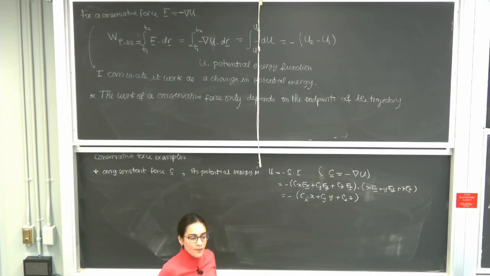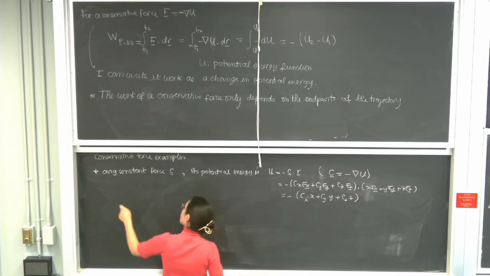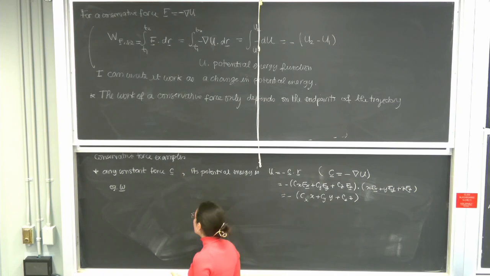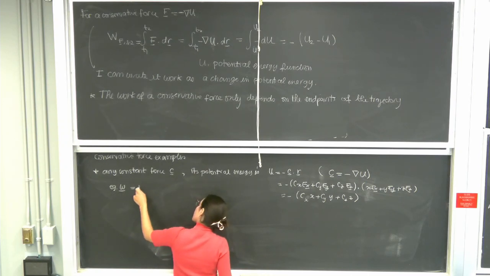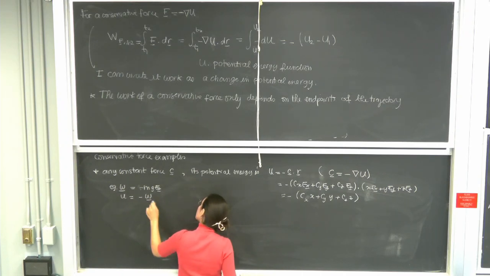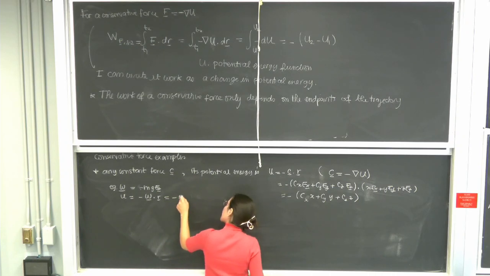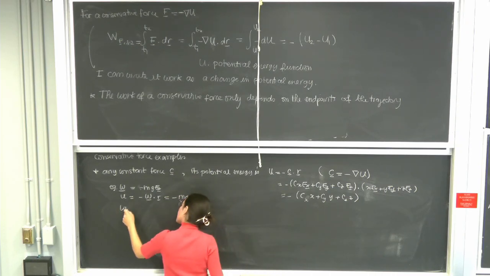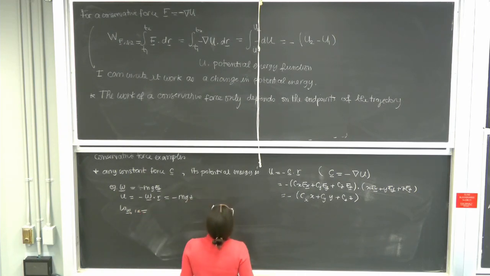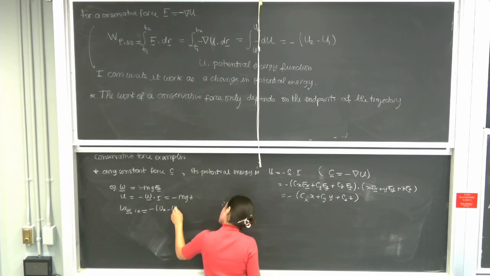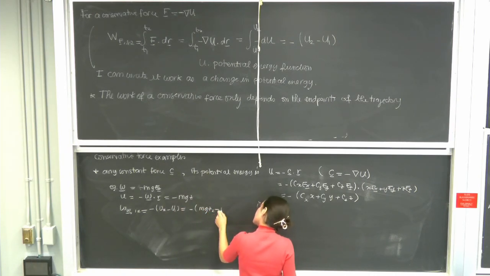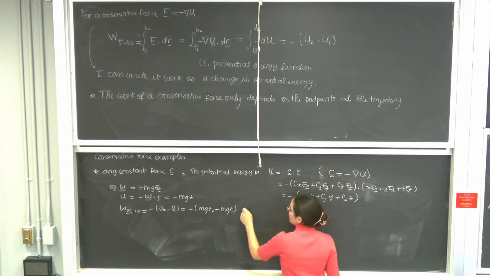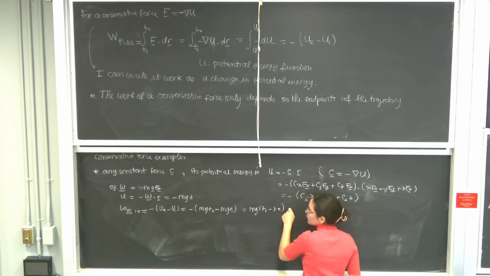Can anyone give us an example of a constant force that we've been using a lot? The weight force, yeah. If in a certain problem the weight is along Ez, the weight is minus mg Ez, then the potential energy U is equal to minus the weight dotted with R, which is minus mgz. And the work of the weight from 1 to 2 is minus (U2 minus U1), which is mgz1 minus mgz2, which is mg(z1 minus z2). Does that make sense?